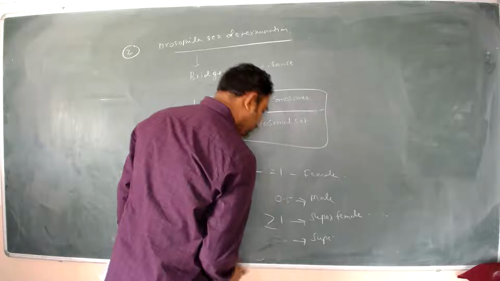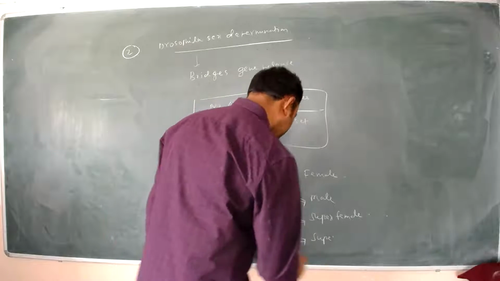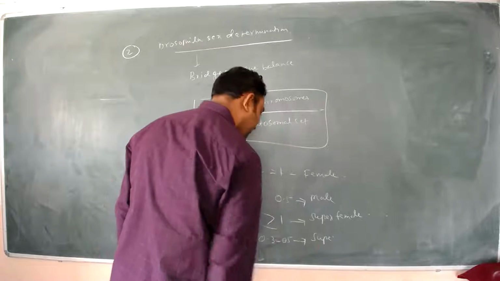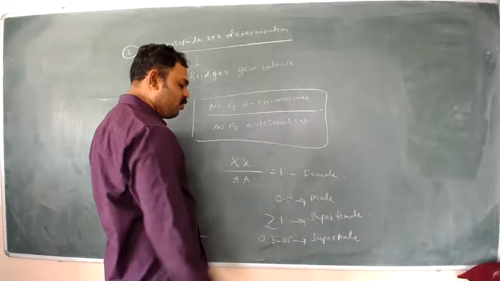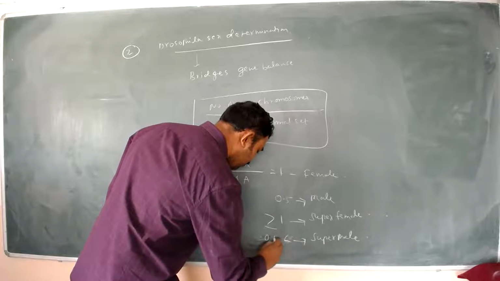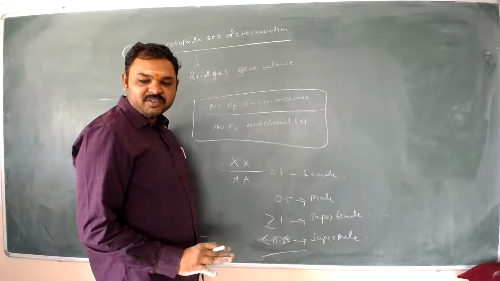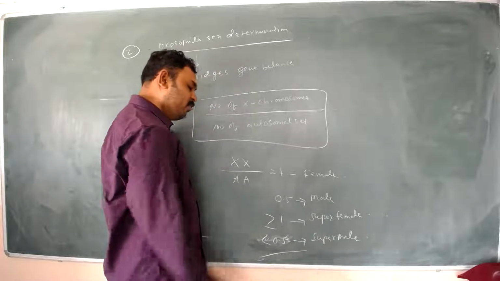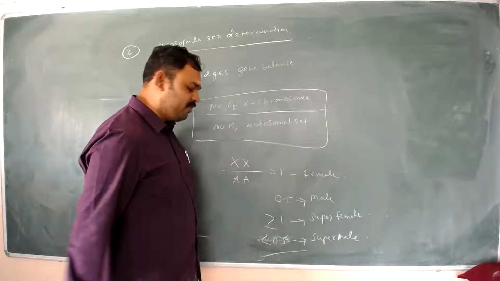Sorry. Here more than 1 and 0.5, and in between, 0.3 to 0.5, super male. That means less than 0.5. Or simply you can write less than 0.5 for super male. More than 1 is super female. 0.5 is male. 1 is female.